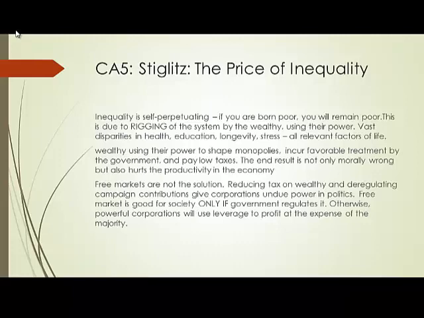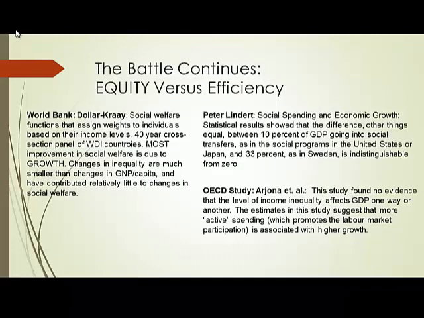So basically what Stiglitz says is that free markets are not the solution to this problem. The only solution is to regulate the markets, to control the power of the corporations, which otherwise will change the rules of the game to favor them. And this is actually what has been happening in the US. So this battle of equity versus efficiency continues to this day.